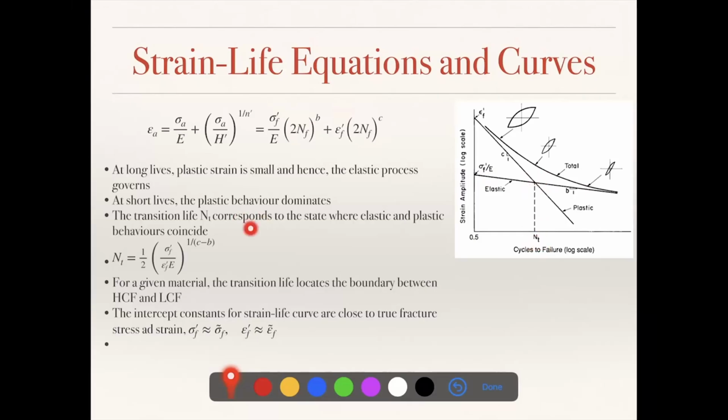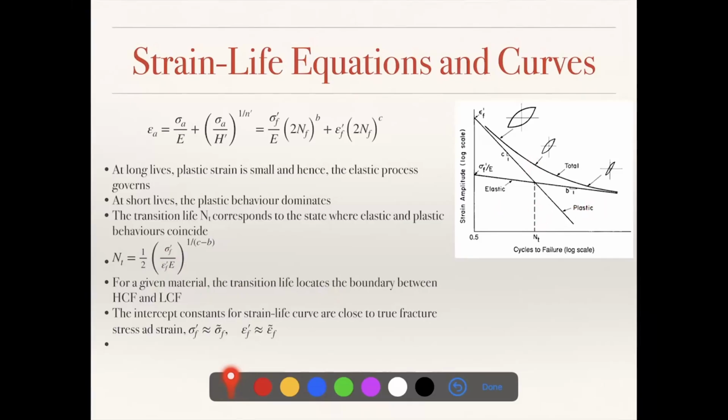The transition life corresponds to the state where elastic and plastic behaviors coincide, and it is given by this equation. A given material has certain properties, epsilon f dash, sigma f dash, E, c, b, which are all material constants. For a given material, the transition life locates the boundary between HCF and LCF. Left of this is LCF, right of that is HCF. You remember, for steels, we said 10 power 3 cycles is the boundary between HCF and LCF.